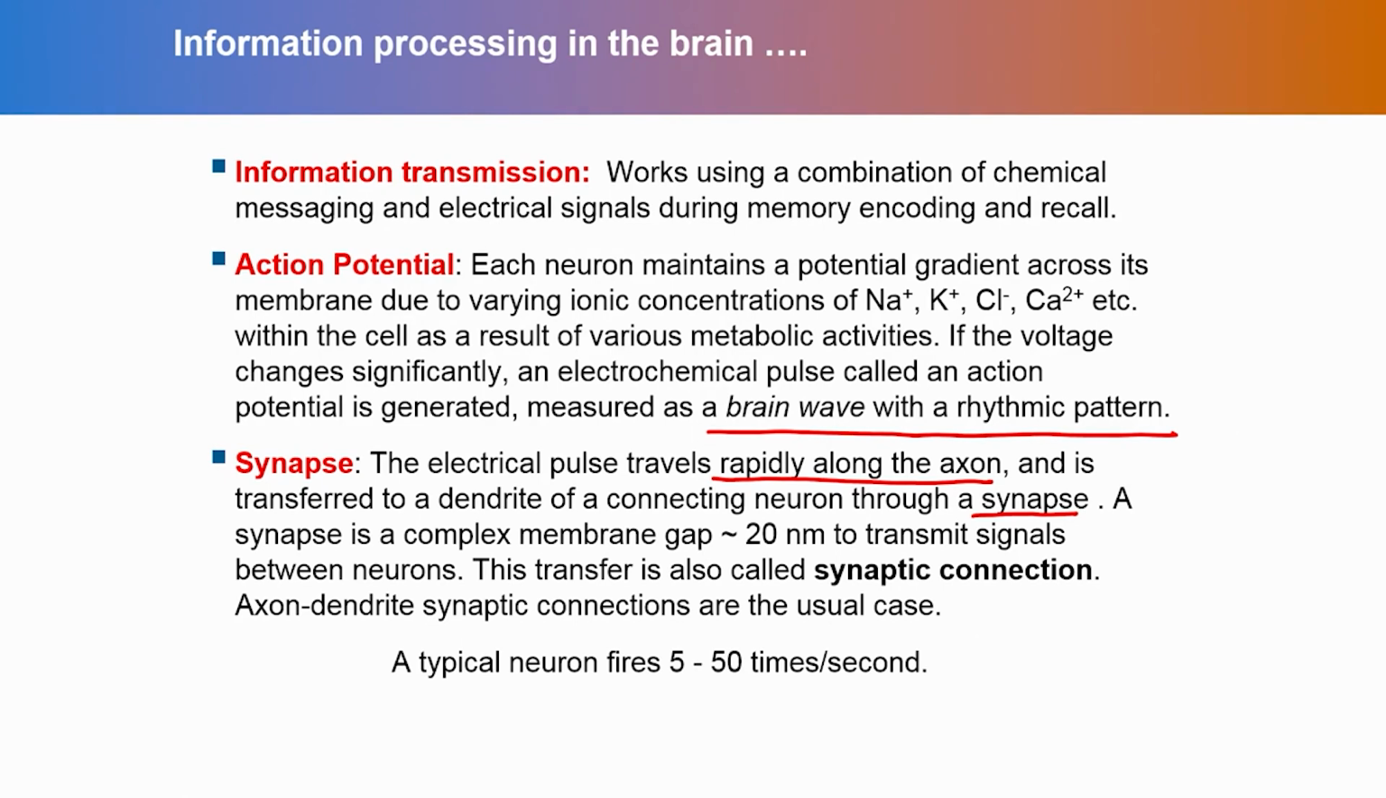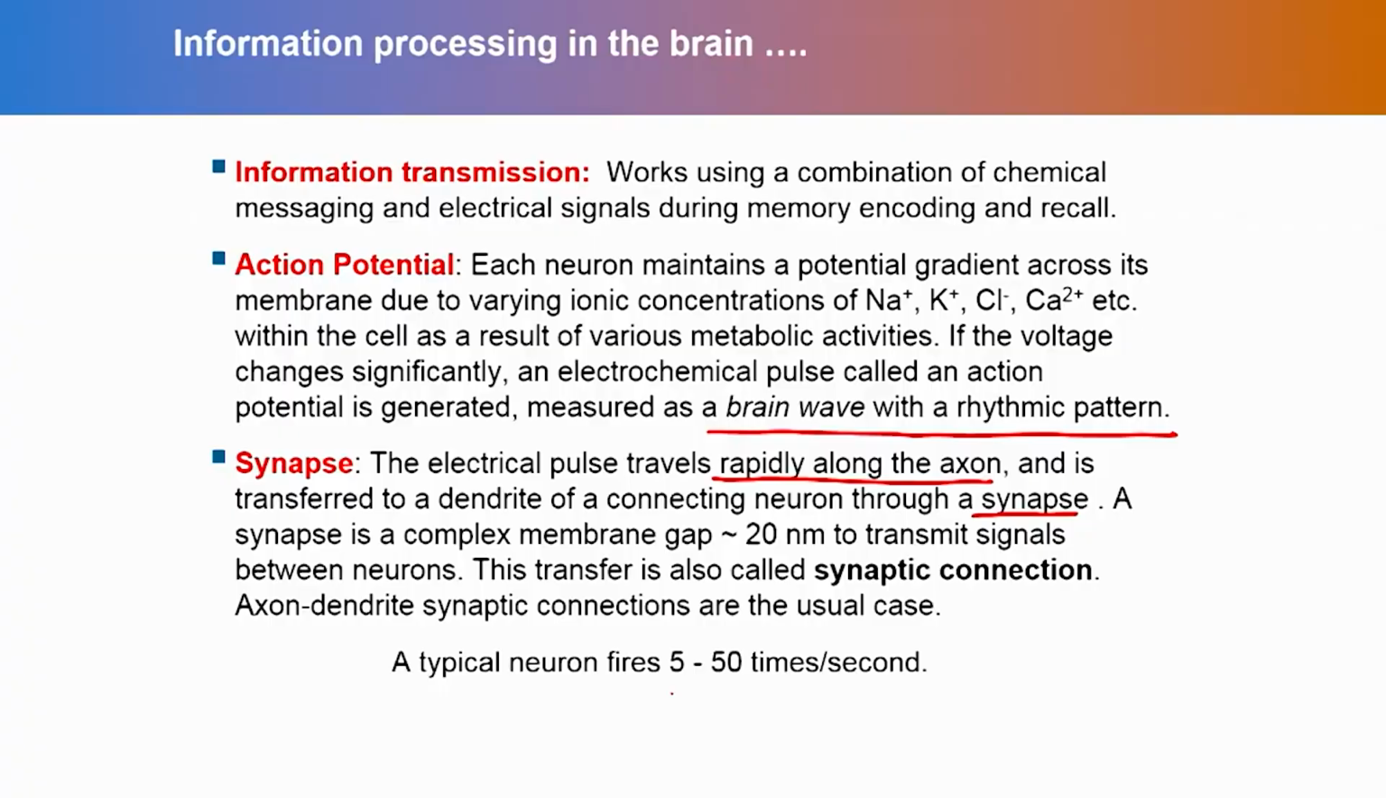And this transfer is also called synaptic connection, and typically we can think of axon dendrite synaptic connections, but there are also dendrite to dendrite connections, etc. So, things are more complicated, but typically we think about connections between the axon and the dendrite, and a typical neuron fires 5 to 50 times a second. This is an important thing.